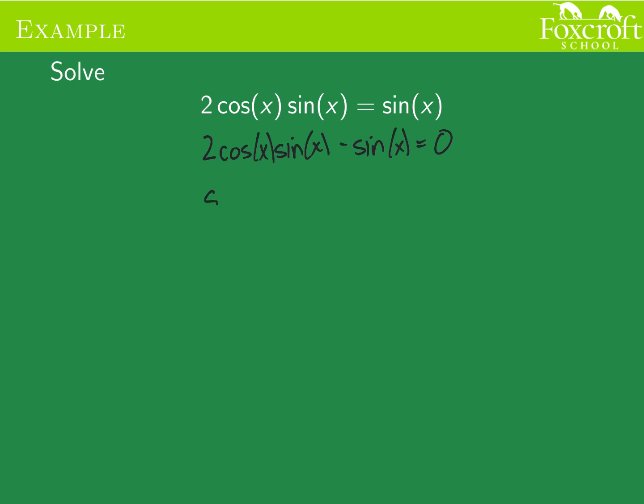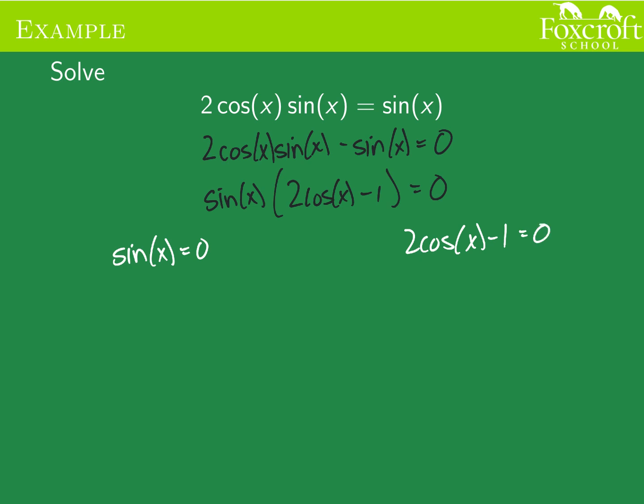I can factor out this sine of x. And this is 2 cosine of x minus 1. Because I have it equal to 0, if I break it down into factors, the nice thing is this gives you just 2 different equations. The factors are equal to 0. Sine of x equals 0. That's when your y value is 0, which happens right at the start, which is the 0 angle, and at the half circle, which is the pi angle.